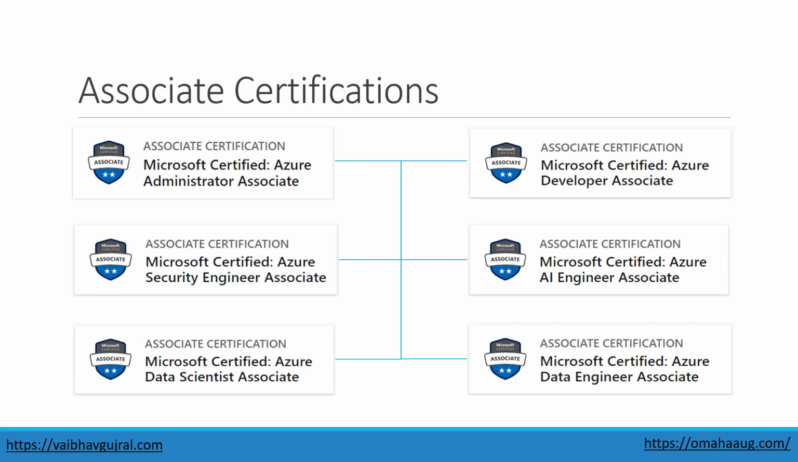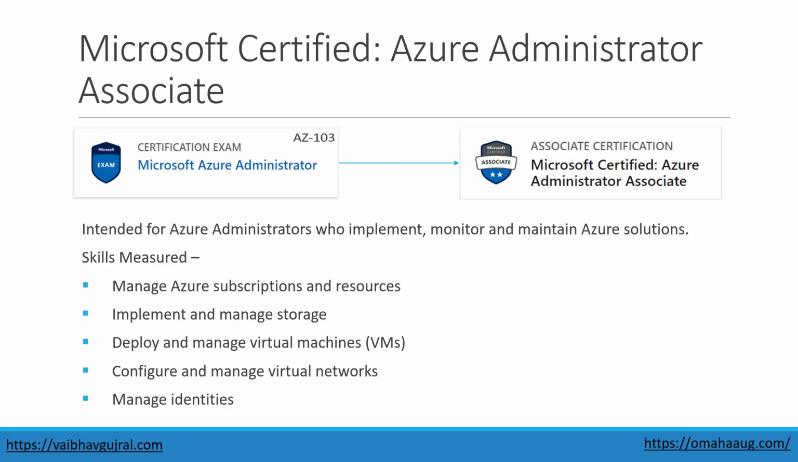Jumping onto associate certifications, there are 6 different certifications that fall under associate certifications, ranging from Azure Administrator, Azure Developer, Azure Security Engineer, Azure AI Engineer, Azure Data Scientist, and Azure Data Engineer. Let's start with Azure Administrator Associate, which requires an exam AZ-103. It's intended for Azure administrators who implement, monitor, and maintain Azure solutions. There are different skills which are measured as part of this exam, which ranges from managing Azure subscriptions and resources using ARM templates, implementing and managing storage, deploying and managing virtual machines, configuring and managing virtual networks, managing identities using Azure Active Directory, and so on.